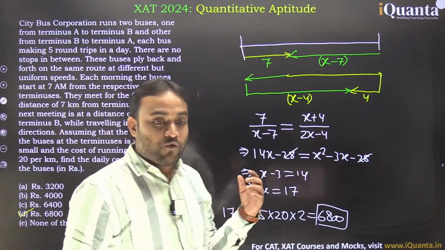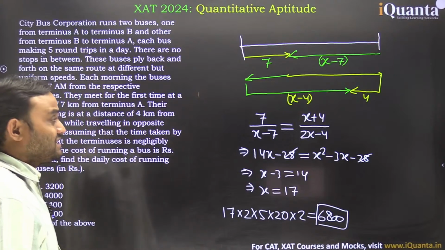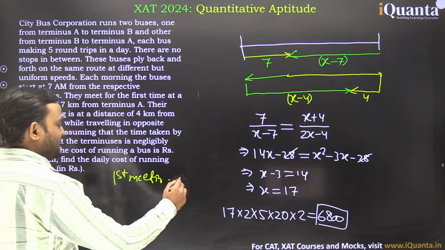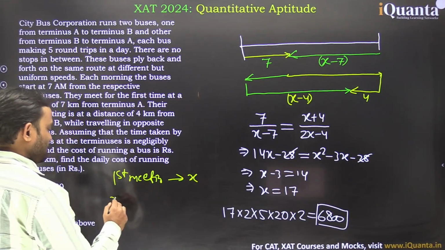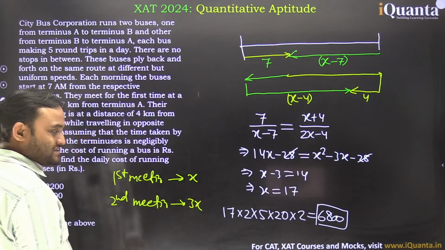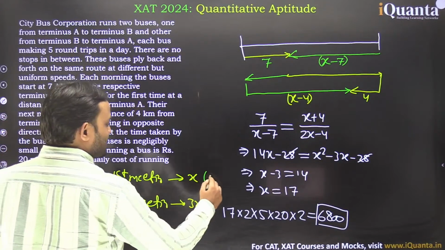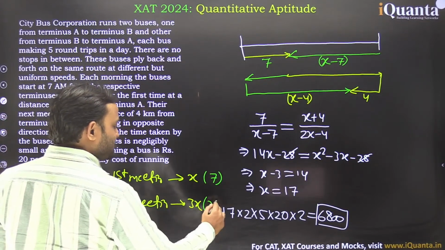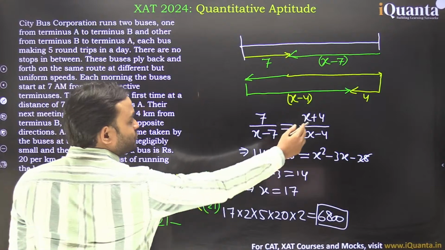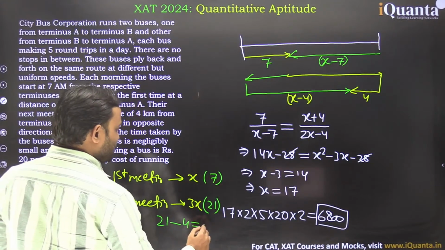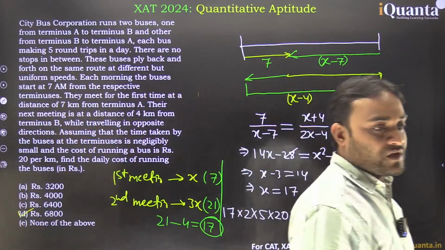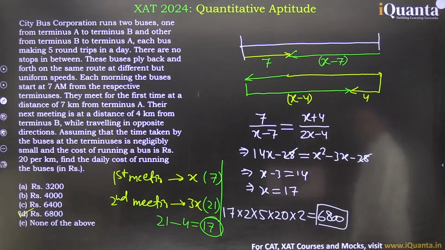Now again, if you want to avoid this equation method, you can understand that the first meeting will take a total of x distance, while the second meeting will take a total of 3x distance. So if someone has covered 7 km out of this, it must be 21 km out of this, and 21 km should be x plus 4. So 21 minus 4 is equal to 17. You can directly find the value of x here, which is 17.